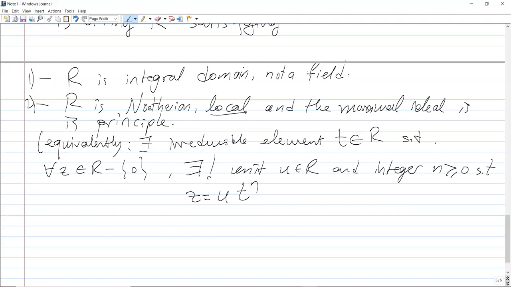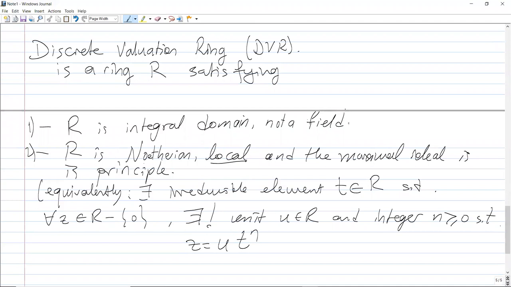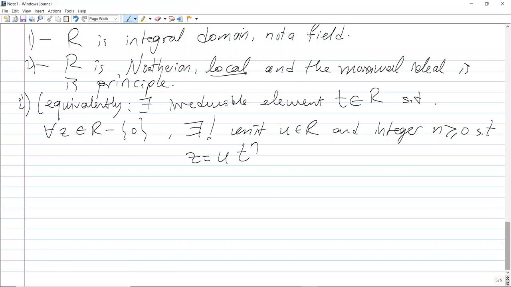So if a ring, which is an integral domain and not a field, satisfies any one of these two conditions, two or two prime, it is called a discrete valuation ring. Okay, so that's a discrete valuation ring. When we have a discrete valuation ring, this t is called the uniformizing parameter.